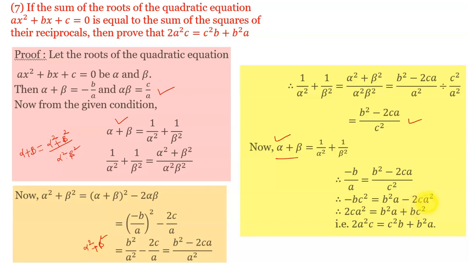Okay, minus 2c a square आपण या साइडला ना that will become plus, and this minus bc square तो right hand side ला जाणार and that will become again plus. Okay, and therefore we have here 2 times a square c is equal to c square b plus b square a, which we want to prove. And hence in this way we have proved. यासाठी काय आपण this is the condition आणि या required conditions चे आपण त्या values find out करतो. 1 upon alpha square plus 1 upon beta square ही त्याची value आली. Alpha plus beta ची value आपल्याला already आहे, minus b upon a. Equate it and you will get the result.